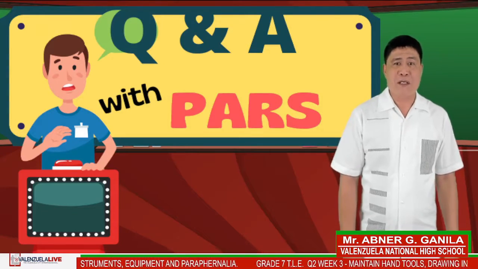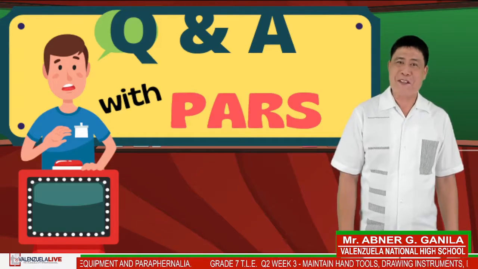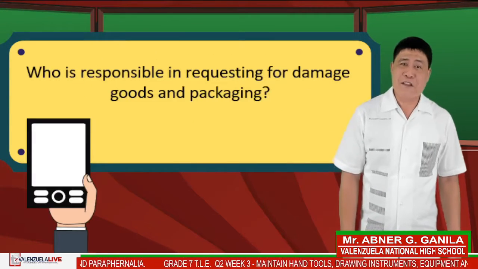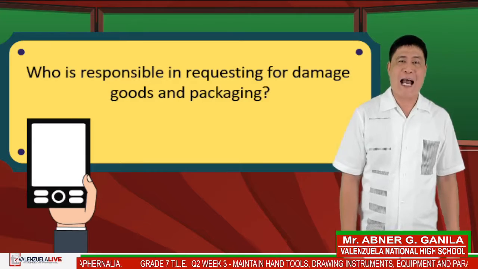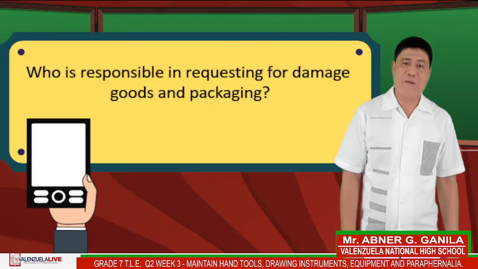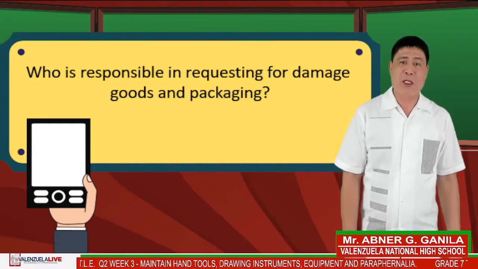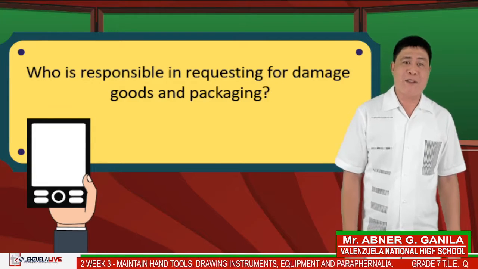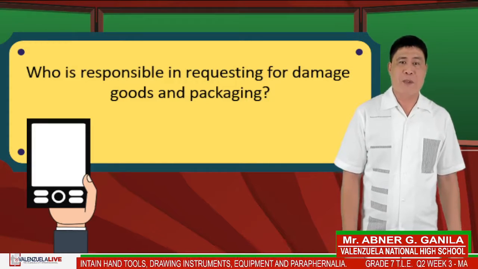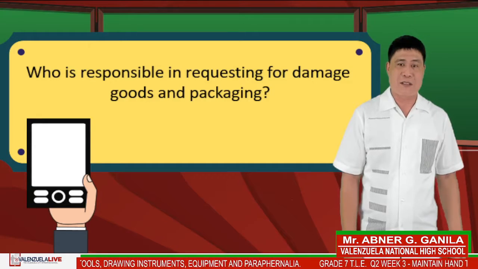To answer all your queries, let's have Q&A with Pars. Just type your queries in the comment section. Here's the first question from Arcong Bato National High School. Who is responsible in requesting for damaged goods and packaging? The receiving person is responsible for requesting the carrier to inspect the damaged goods and packaging. The formal report should be made by phone right after discovering any loss or damage.